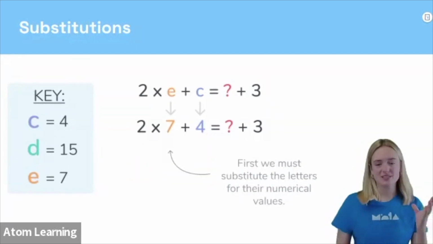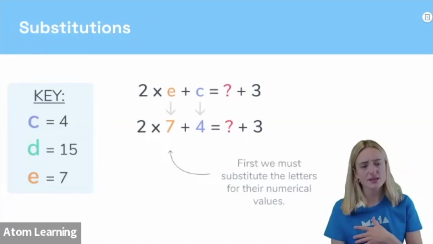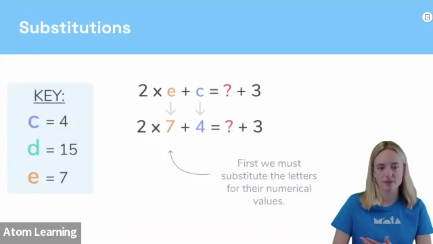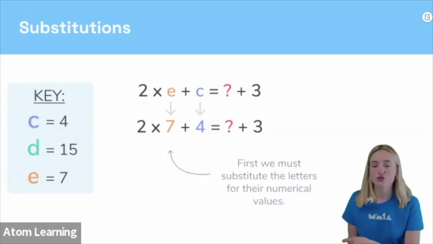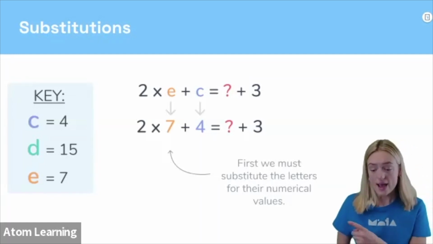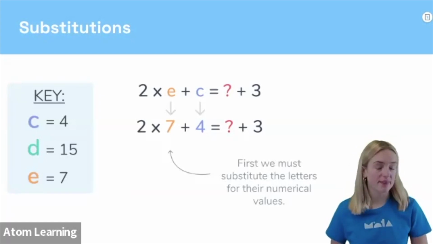So 2 times E plus C equals what plus 3? Sometimes a letter is going to be missing from the equation, so you need to find the letter that's going to balance it out. So 2 times 7 plus 4 is equal to what plus 3? First, we need to substitute in the numbers, then do the calculation.